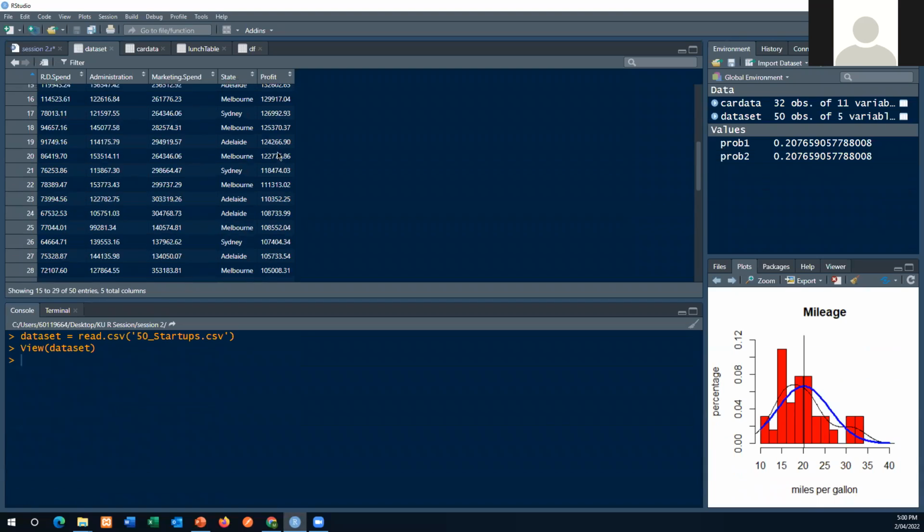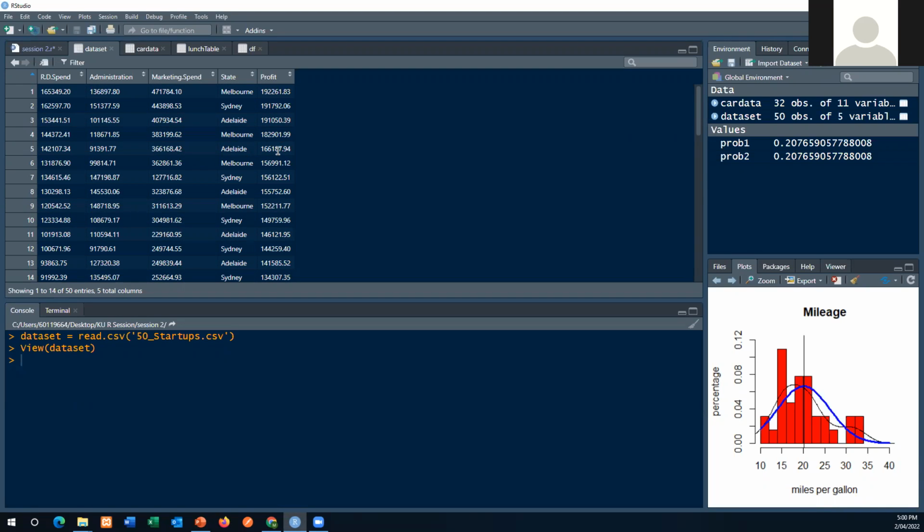Okay, so now we want to ask some questions like, is R&D spend significantly influencing the profit, or our marketing spend, like what is the relationship? Okay, not the correlation, but how significantly the marketing spending is influencing the profit. That kind of thing, like a t-test. We'll be looking at some t-tests.